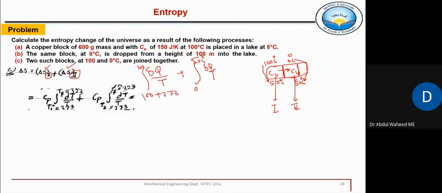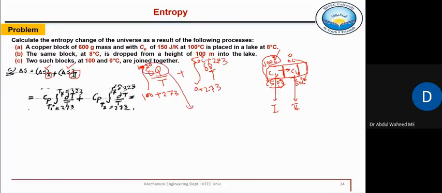Sorry, ये 100 से 50 पे जा रहा है, तो initial है, that is 100, final is 50. जो block 1 है, उसका temperature change हो रहा है from 100 to 50. So this is starting point, this is final point, 100 to 50. Or second block के case में the temperature is changing from 0, means 0 plus 273, to 50 degrees Celsius, means 50 plus 273.